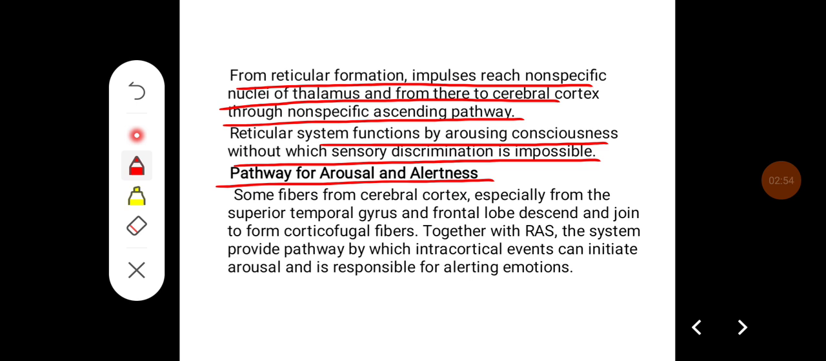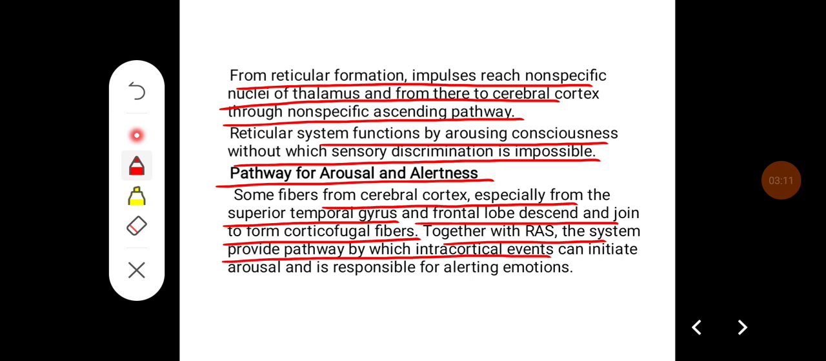Pathways for arousal and alertness. Some fibers from cerebral cortex, especially from the superior temporal gyrus and frontal lobe, descend and join to form corticofugal fibers. Together with reticular activating system, the system provides pathway by which intracortical events can initiate arousal and are responsible for alerting emotions.